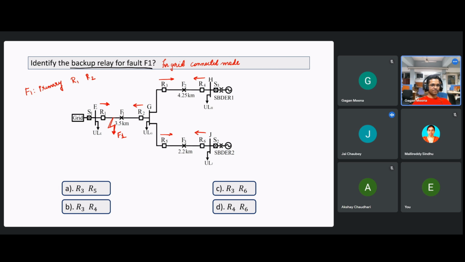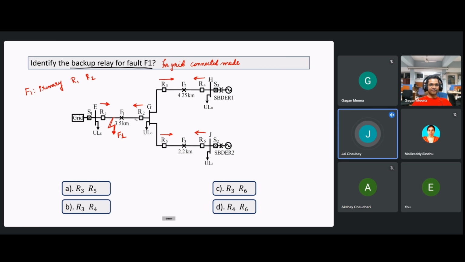No, no. In that sequence, R4 and R6 will come. Correct. So for R2 or R1, for R2, yes. For R2, R4 and R6 will be there because they are seeing this fault current.